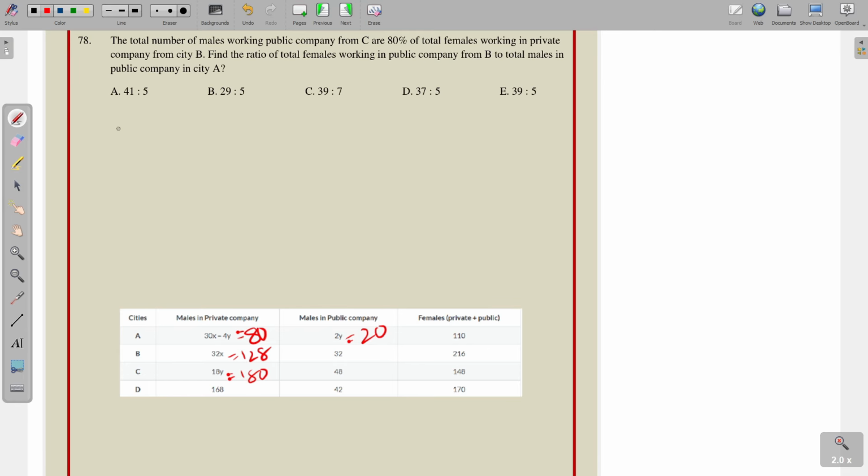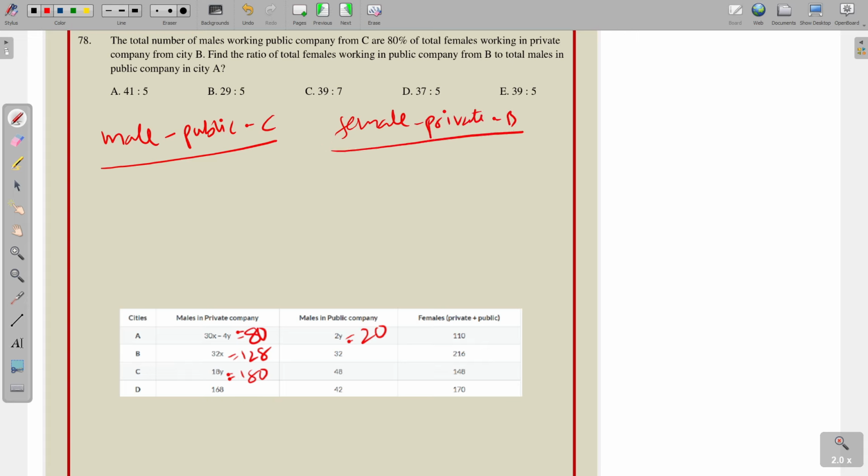What is given? The number of male public C is 80% of female private B. So male public C is 48. This 80% means 100% is 60. 12 times 4 is 48, so 12 times 5 is 60. It is female private B.